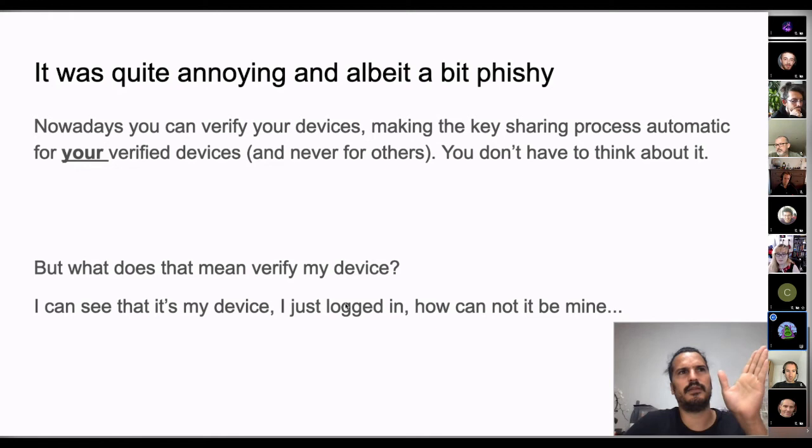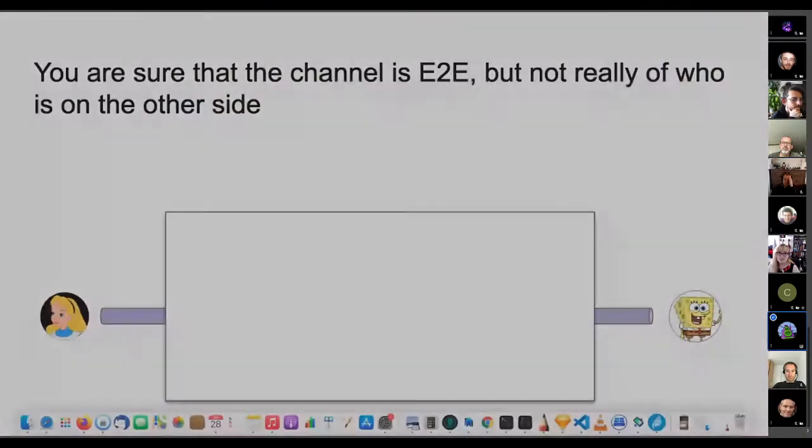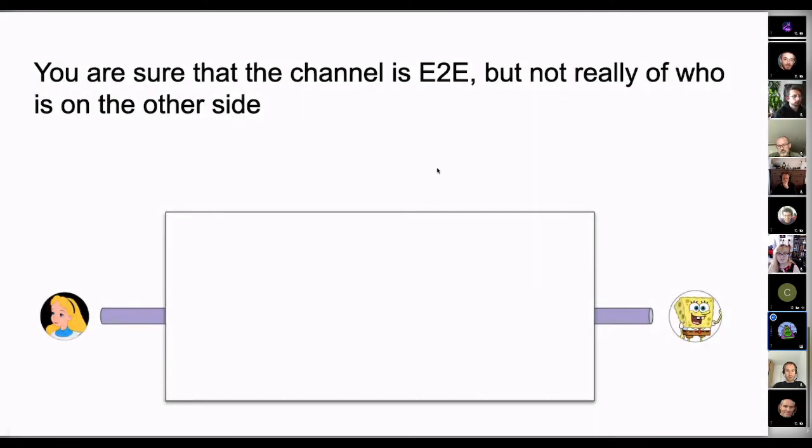But what does that mean, verify my device? I mean, we agree, I can see it's my device. I just logged in. How can it not be mine? The fact is that the only thing you are sure of is that the channel is encrypted end to end, but you don't know who is on the other side.